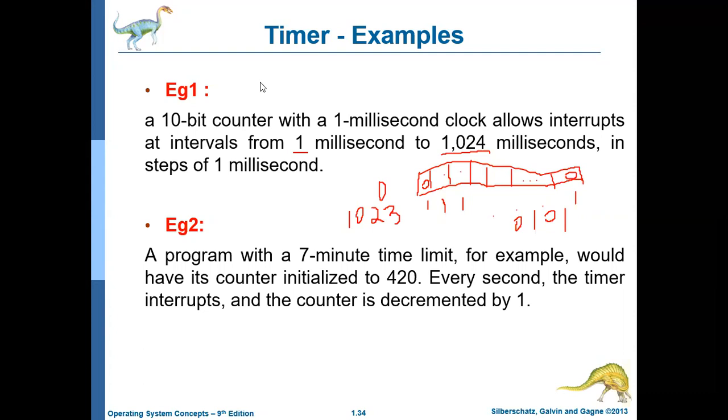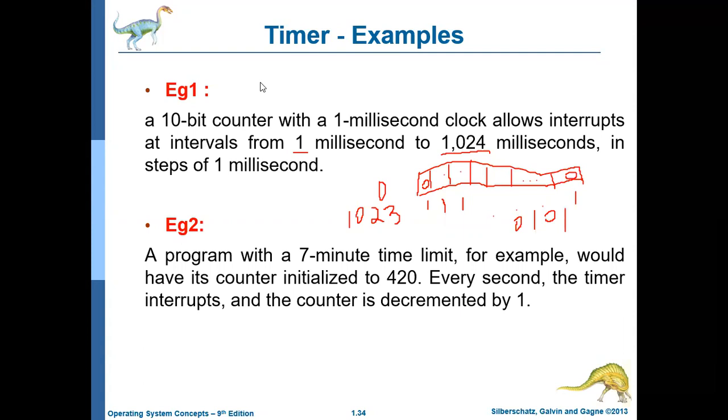After 1 millisecond it will become 4, after 2 milliseconds it will become 3, after 3 milliseconds it will become 2. Okay, after 4 milliseconds it will become 1, after 5 milliseconds it will become 0, after 6 milliseconds it will become -1. Then it will create an interrupt because the time has elapsed.